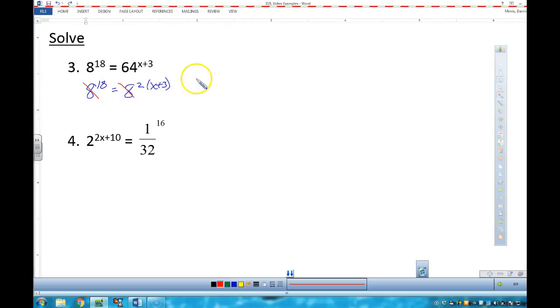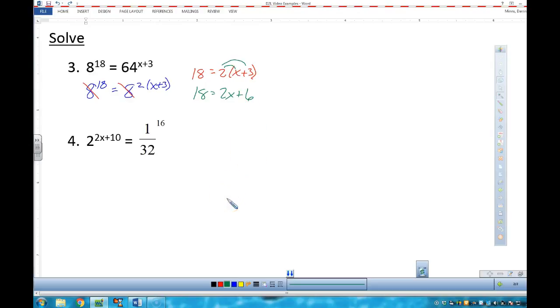Now I just have a linear equation, 18 equals 2 times x plus 3. What's next? Well, we have to distribute. So let's distribute that 2. 18 stays over here. 2 times x is 2x, plus 2 times 3 is 6.